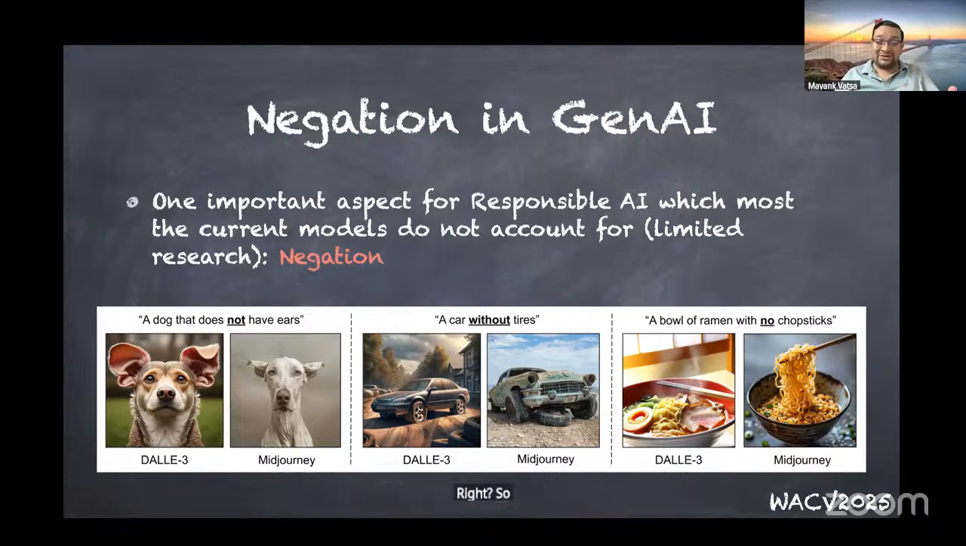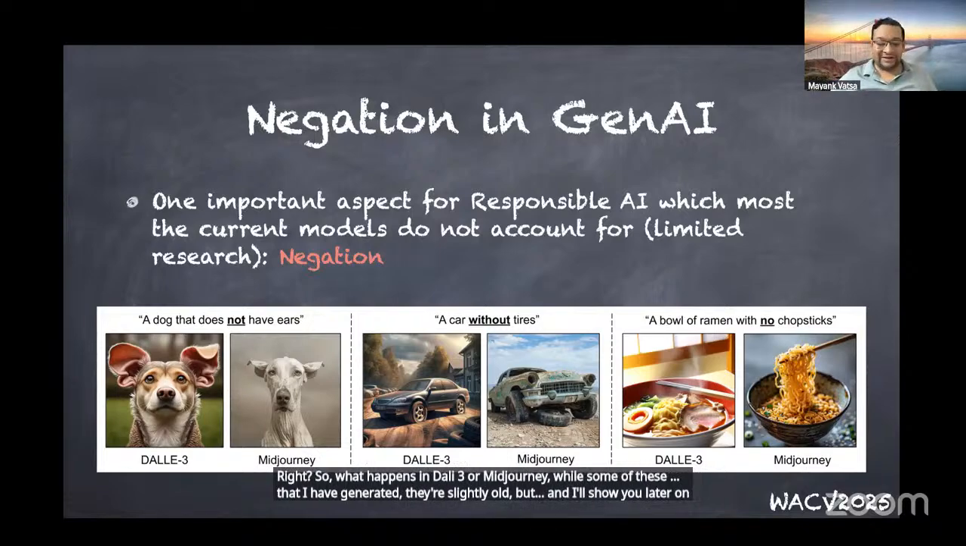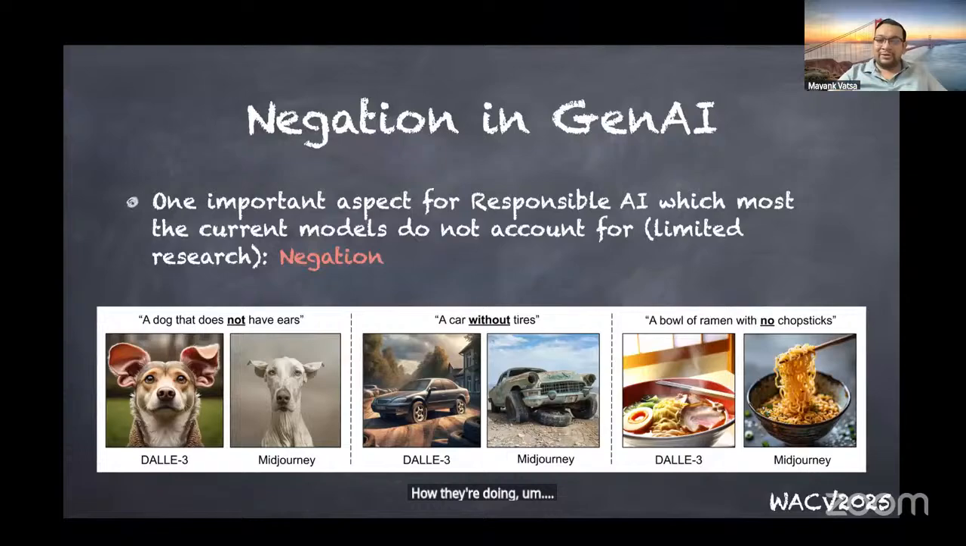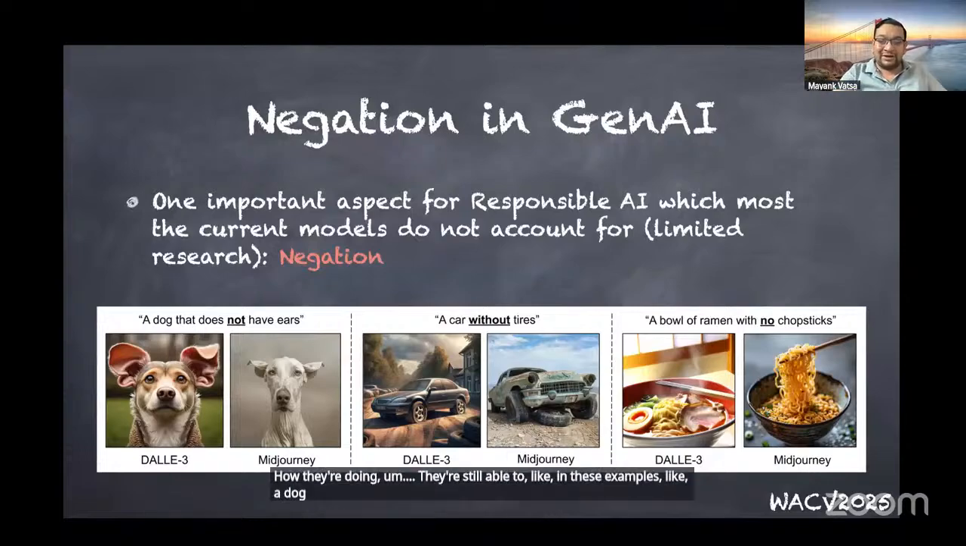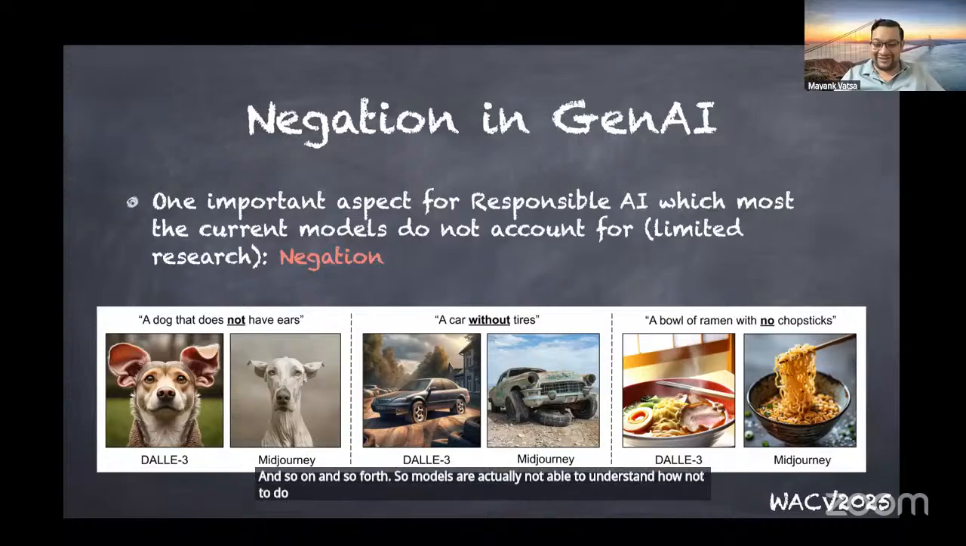So what happens in DALL-E 3 or Midjourney? Some of these samples that I have generated are slightly old, but I'll show you later, even on the next slide, the latest models and how they are doing. They're still, like in these examples, when a dog does not have ears, creating a dog with ears, right? A car without tires, generating in fact one extra tire, and so on and so forth. So models are actually not able to understand how not to do things, right?